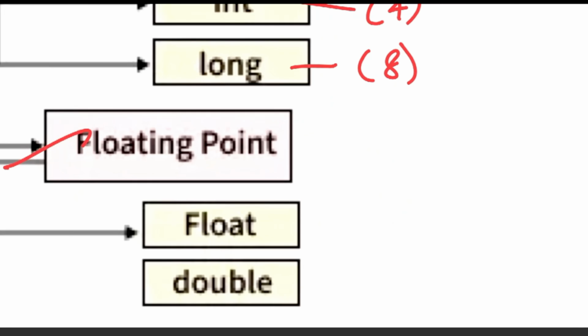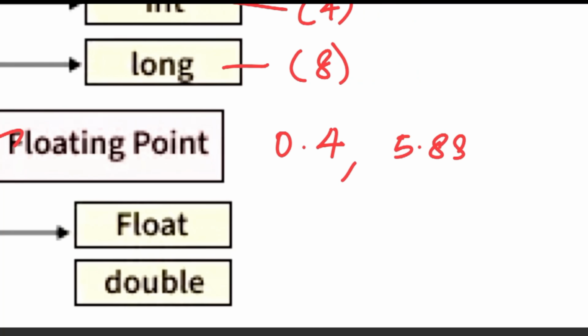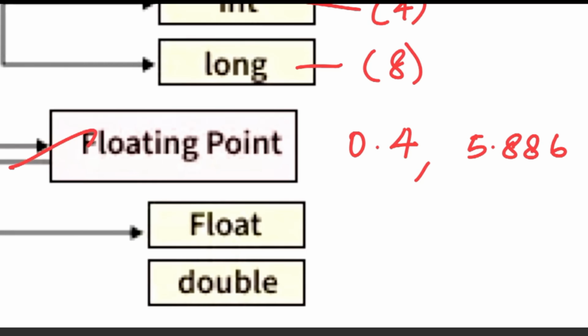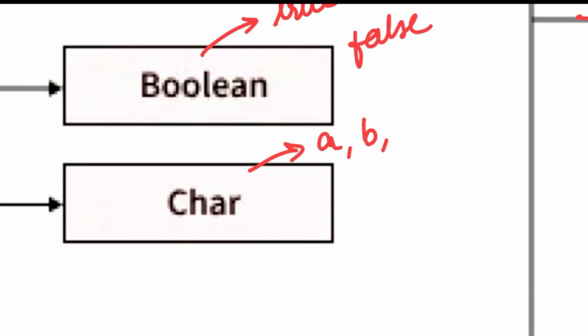Floating point types are, as the name suggests, for decimal values: 0.4, 5.886, etc. Again, you have two. Float has a 4 byte size and double stores 8 bytes. Perfect. And Boolean is interesting because Java reserves 8 bits for it, but we only use 1 bit. So just remember it like that: Java reserves 8 bits, but uses only 1 bit. For character, it's 2 bytes.